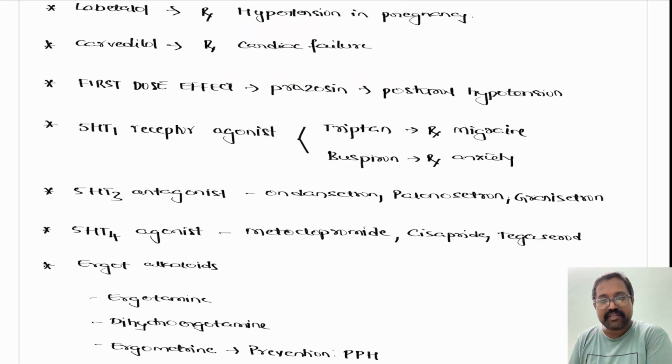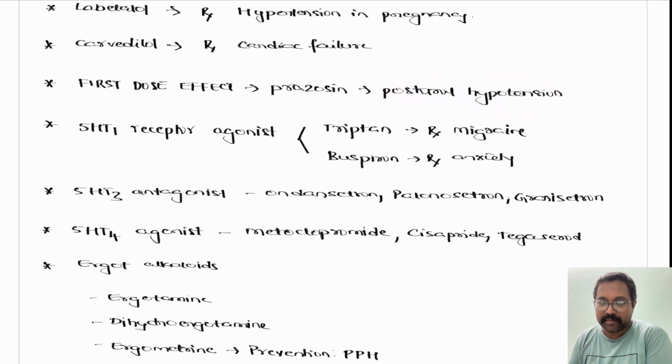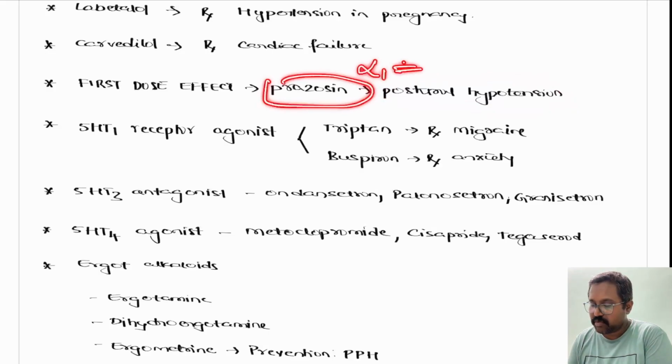So which is a drug which causes first dose effect? That means it causes postural hypotension. Suddenly when the patient gets up from the bed following the intake of the tablet, it can cause postural hypotension, giddiness, etc. So the example is prazosin, which is an alpha 1 blocker, which has first dose effect.